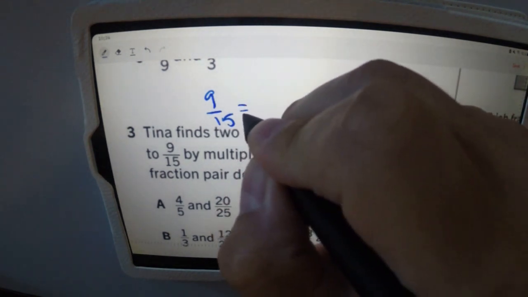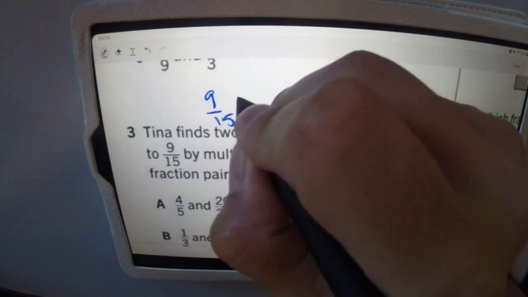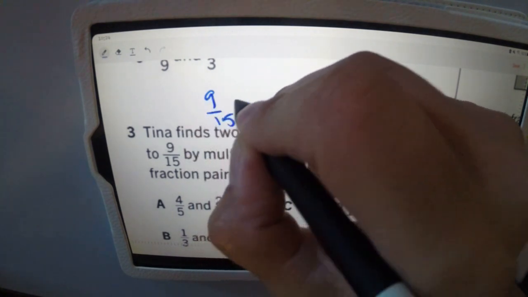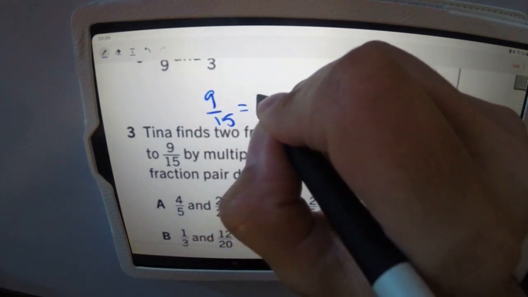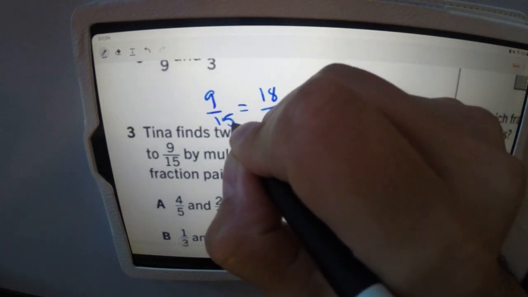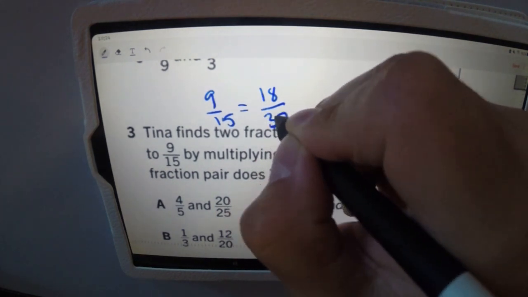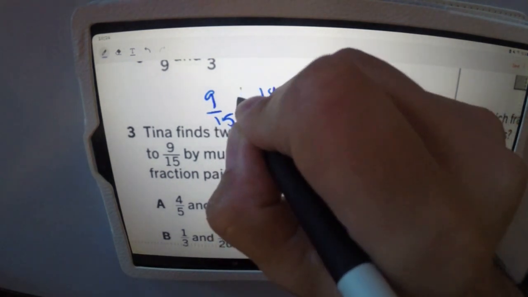So now, if we were to multiply this by 2, this is the easy way to do this, okay? So multiply both these numbers by 2. So 9 times 2 is what? 18, right? And then 15 times 2, what's 15 times 2? That's 30, right? Now that's multiplying. That's what we got by multiplying.